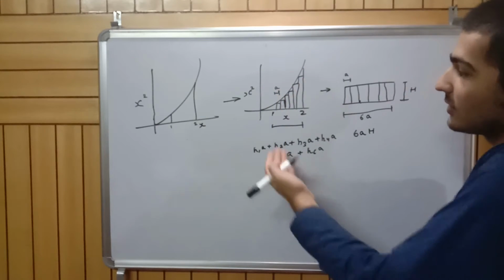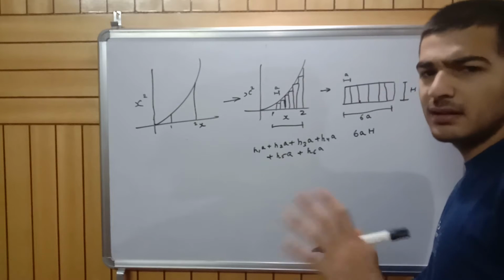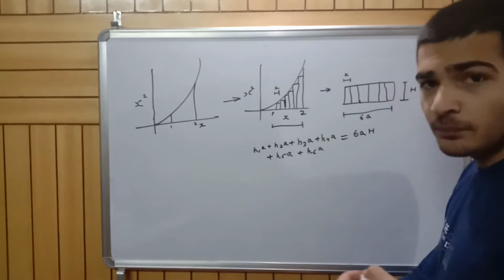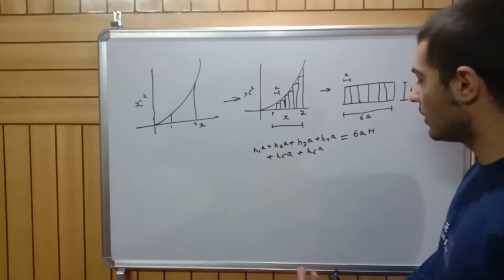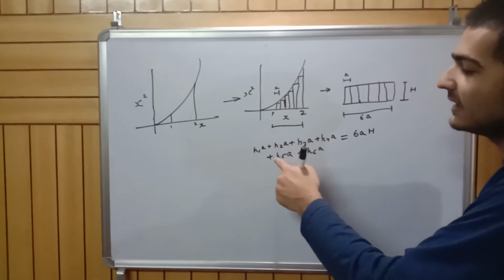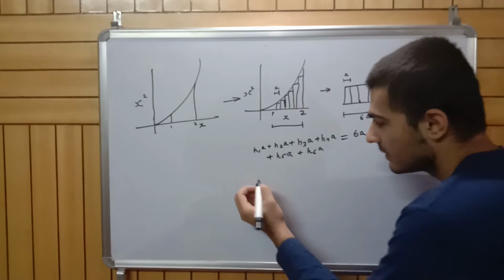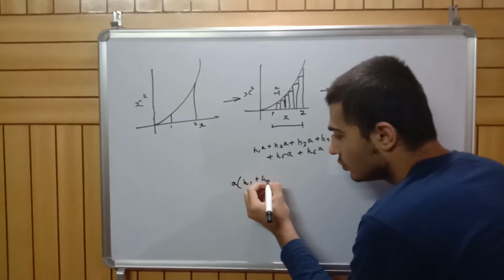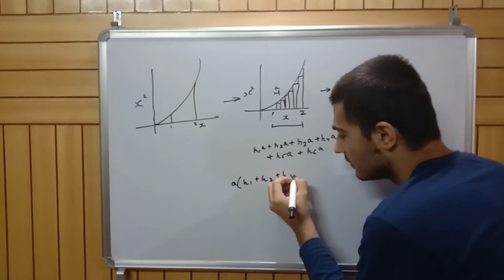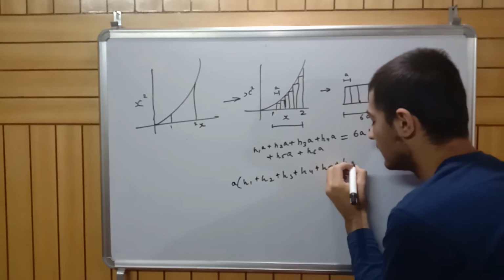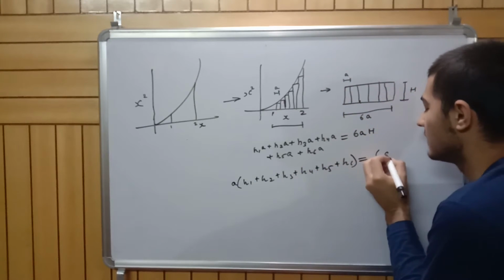Because they are made up of the same amount of paper, if we had drawn them on paper, the area of both of them is equal, and now I can just equate them. Now let us do some mathematical manipulation. I simply take a common. H1 plus H2 plus H3 plus H4, 5, 6 equals 6ah.